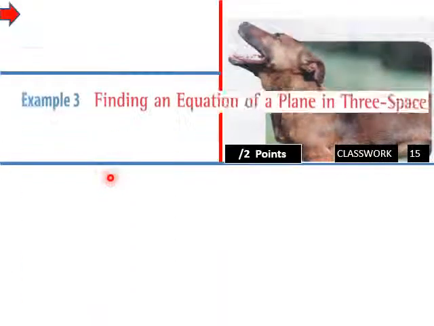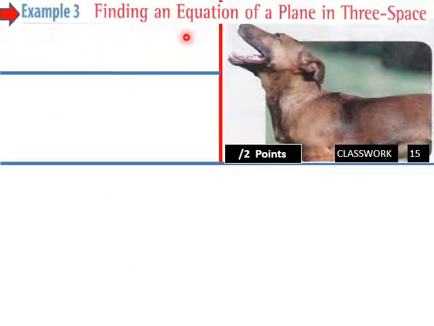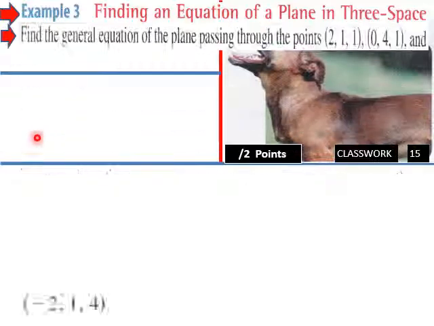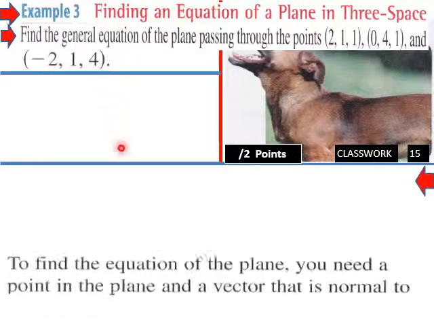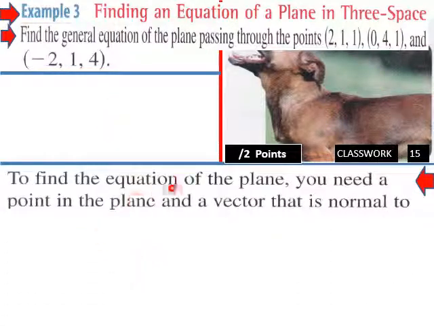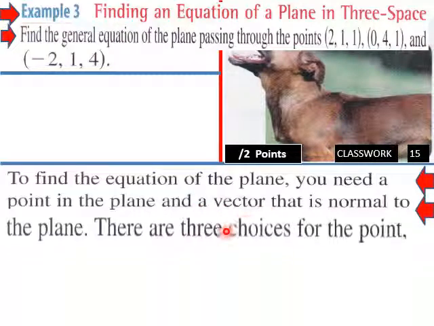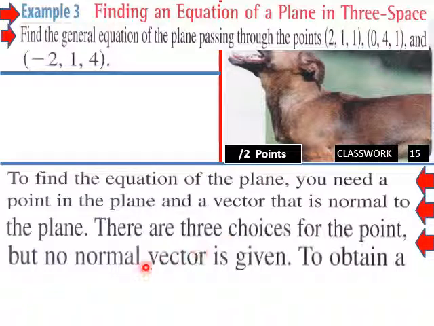Okay, that's all great. Now, finding an equation of a plane in 3-space. Find a general equation of the plane passing through the points (2, 1, 1), (0, 4, 1), and (-2, 1, 4). To find the equation of the plane, you need a point in the plane and a vector normal to the plane. There are 3 choices for the point, but no normal vector is given.